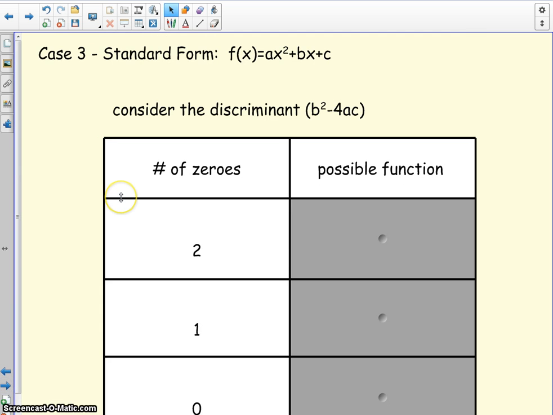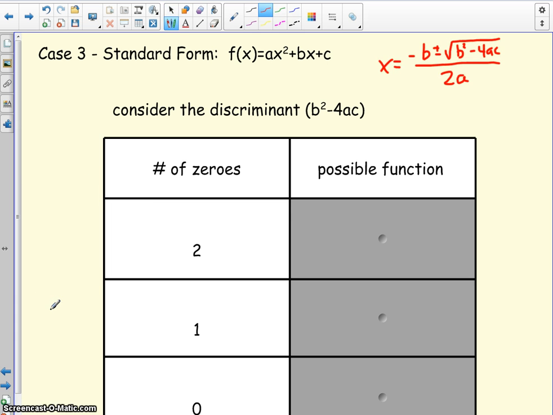Last but not least, let's look at standard form. With standard form, what's going to help is remembering the quadratic formula. If we were trying to find the zeros, especially if we didn't factor, we'd set the y value equal to 0 and solve, using the quadratic formula in a lot of cases. What determines the number of zeros is the b squared minus 4ac part, also known as the part under the square root. That determines the number of zeros we have.